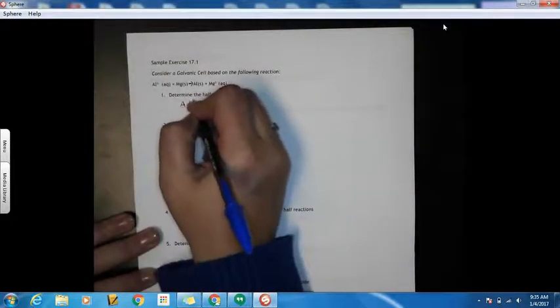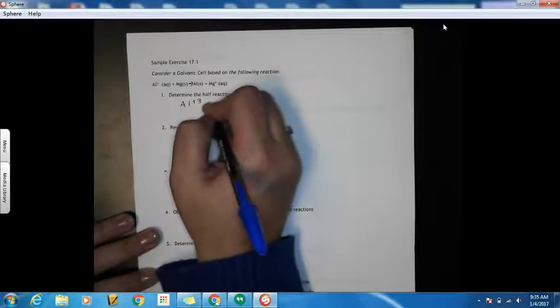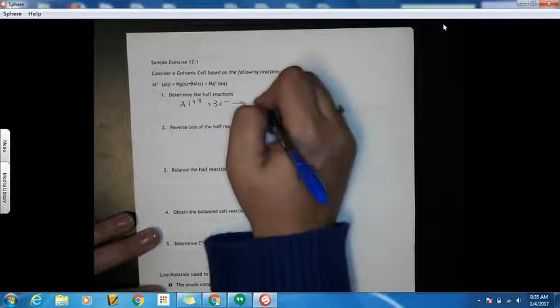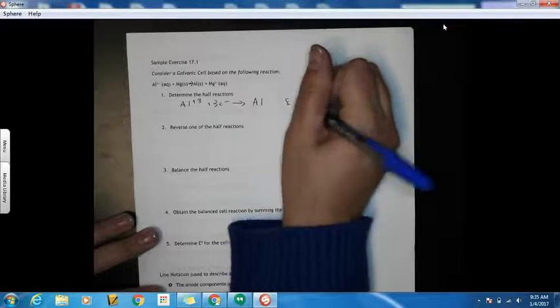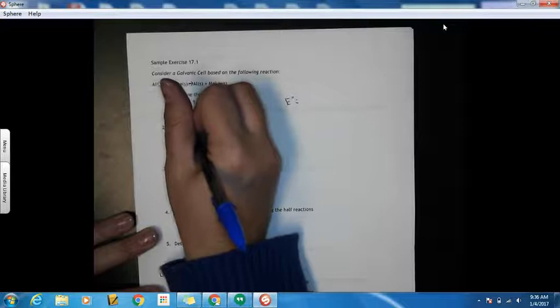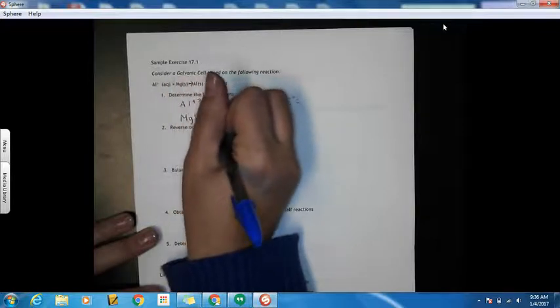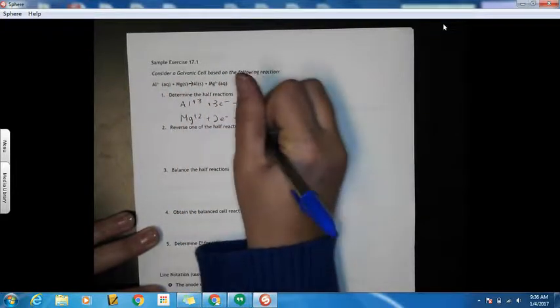Alright, so another example. We want to consider this cell. Again, I'm missing my arrow. So first we want to determine the half reactions. So one half is aluminum plus 3 and 3 electrons going to aluminum. Alright, so we find that on the chart. We'll find what E is in the chart. And then the other half would be from the chart magnesium plus 2 and 2 electrons and magnesium.